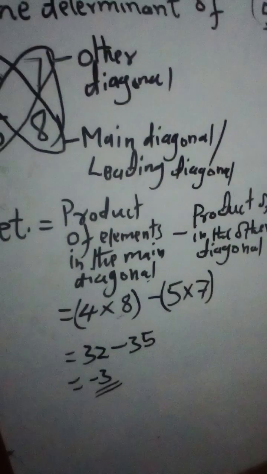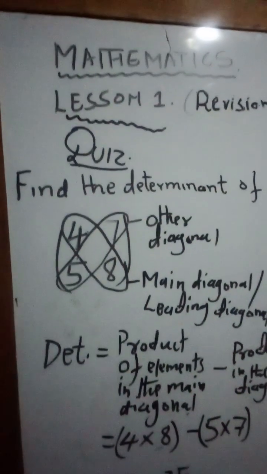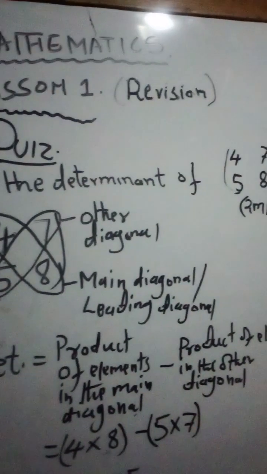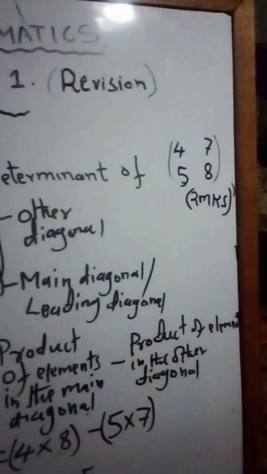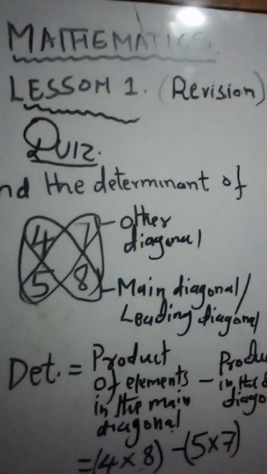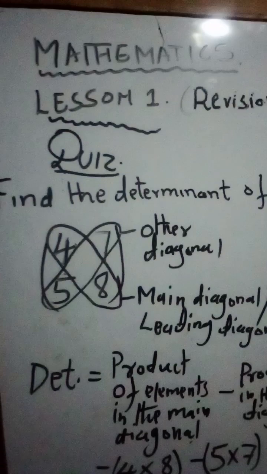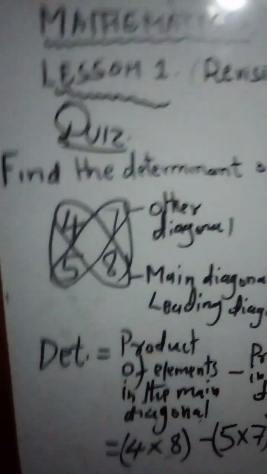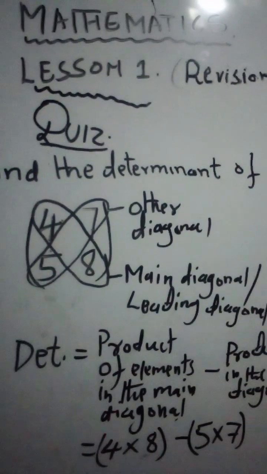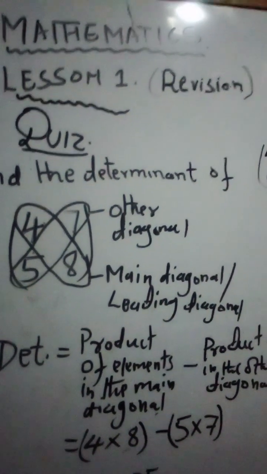So whoever was listening to this, you are welcome to the next lesson, whereby we'll be reviewing the calculation of the determinant of a 2 by 2 matrix. Then from there we proceed. After you know how to calculate the determinant, how do you find the inverse of a 2 by 2 matrix?